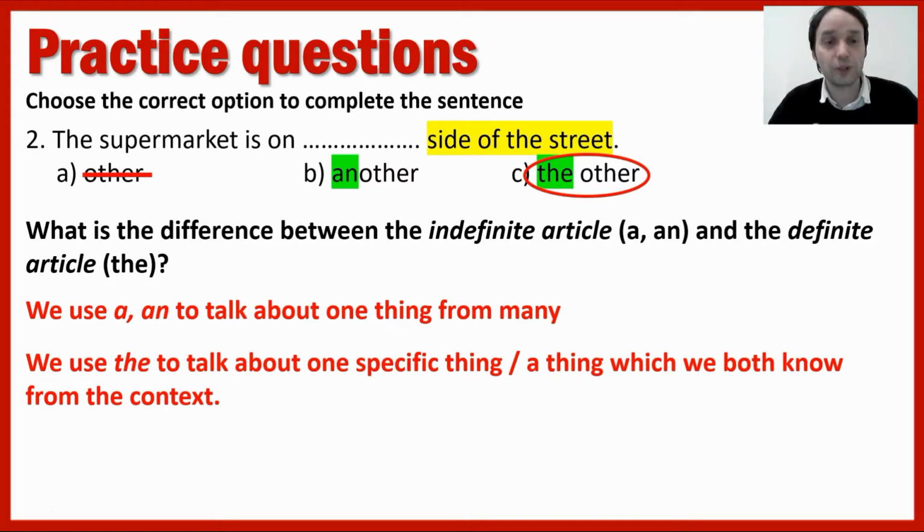Okay? Because we use a and an to talk about one from many in a general sense. Here we've only got 2 sides of the street. If we take away one, it must be this one. Or in our example, it must be the right side of the street. So we know the one we're talking about from the context. So here we don't use an, we use the. The supermarket is on the other side of the street.